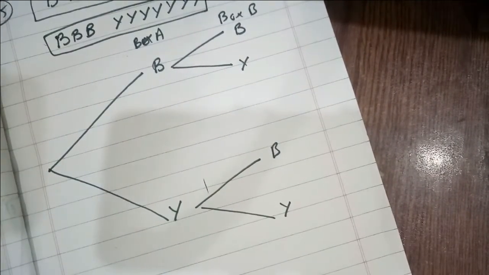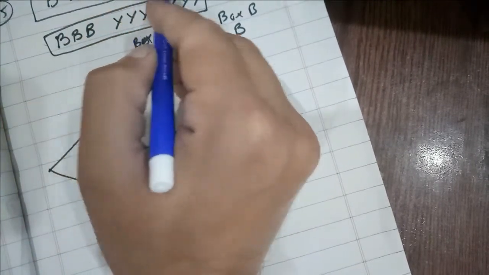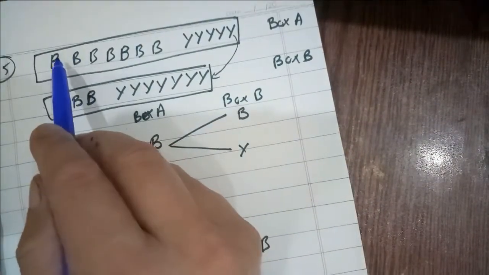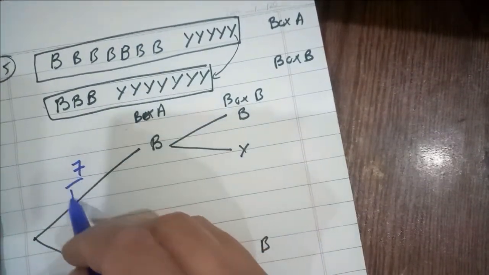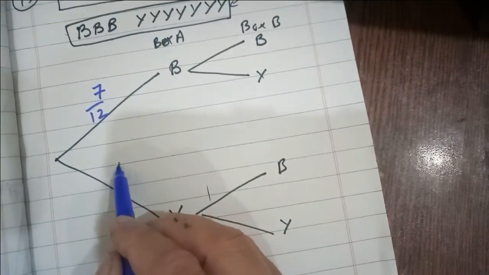So we're getting blue in the box A. 1 2 3 4 5 6 and 7, 7 blues, so it will be 7 over the total number of balls in box A, 12. So 7 over 12 for getting blue, and for yellow, 5 over 12.